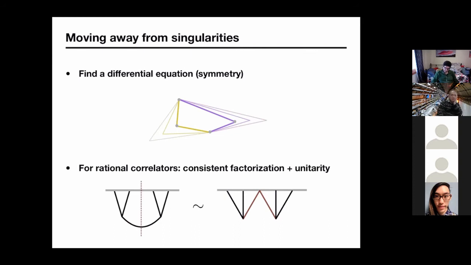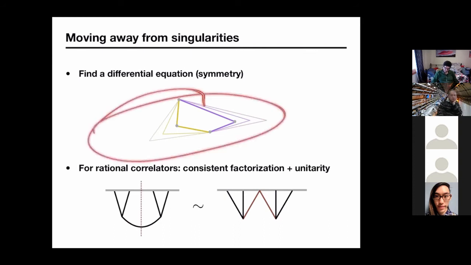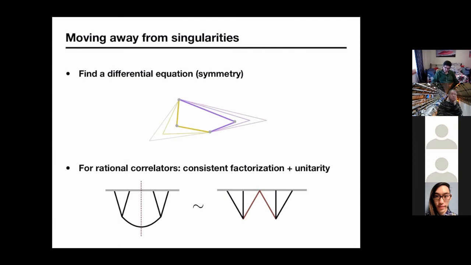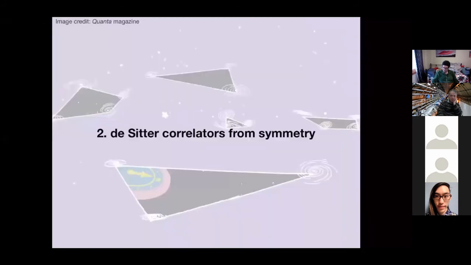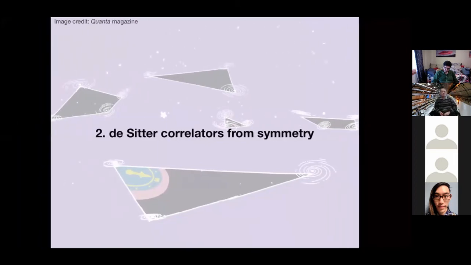Sure. Okay. But the thing I'm going to focus on is just the natural thing. If you have an object and you want to know how it changes when you deform it, the natural thing to do is to find a differential equation that governs its amplitude under these deformations. Okay. And so I'm going to explain briefly how you could find such a differential equation using as a guide the de Sitter symmetries of the background. Okay.